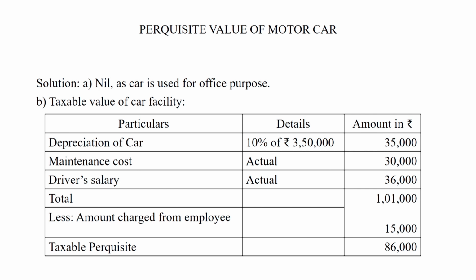This calculation is given in this class, and the question is: in the first case, the car is used for official purpose; in the second case, the car is used for personal purpose; in the third case, the car is used for both purposes; and in the fourth case, some amount is charged by the employer to its employee. So this is called the concessional value of the perquisites, and 15,000 is charged by the employer from its employee.